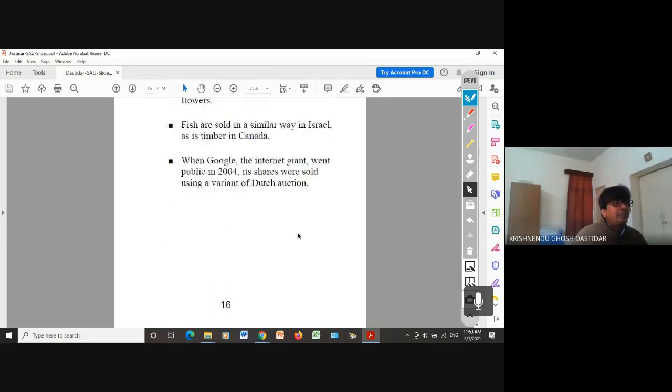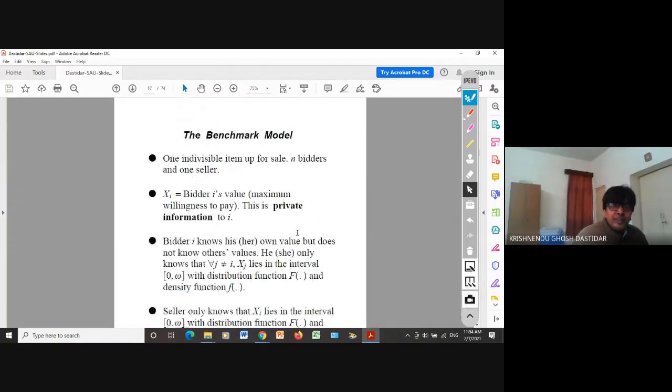Okay. Now let me come to the benchmark model of auctions. Any auction theory will start with this. So what's the benchmark model? There is one indivisible item up for sale. There are n bidders and one seller.